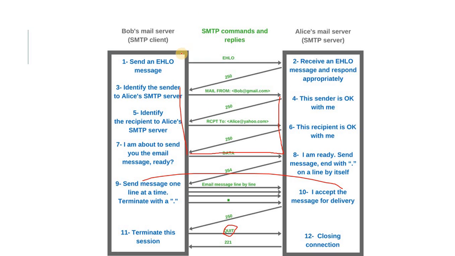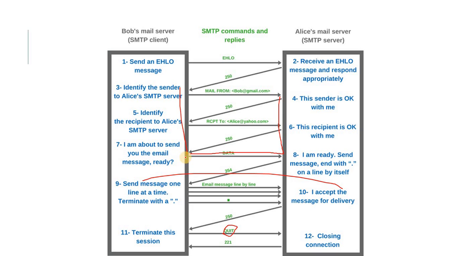In the handshake, first the client sends a hello message. After receiving the acknowledgement, the client mail server sends the identity of the sender, and after that it sends that this message is for alice@yahoo.com. So the client mail server sends a destination address, and the server mail server checks whether this destination address exists, and if it exists it sends an acknowledgement. So this is the whole handshake process.